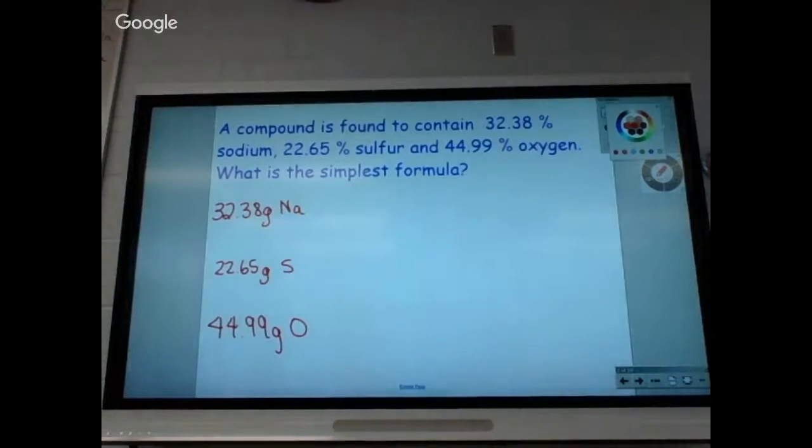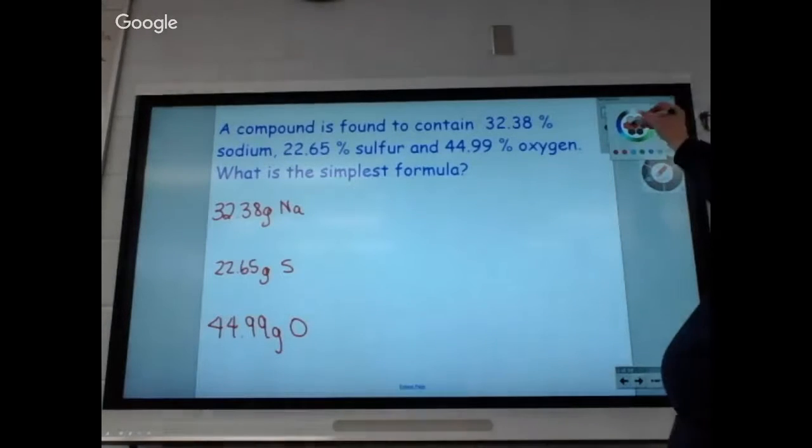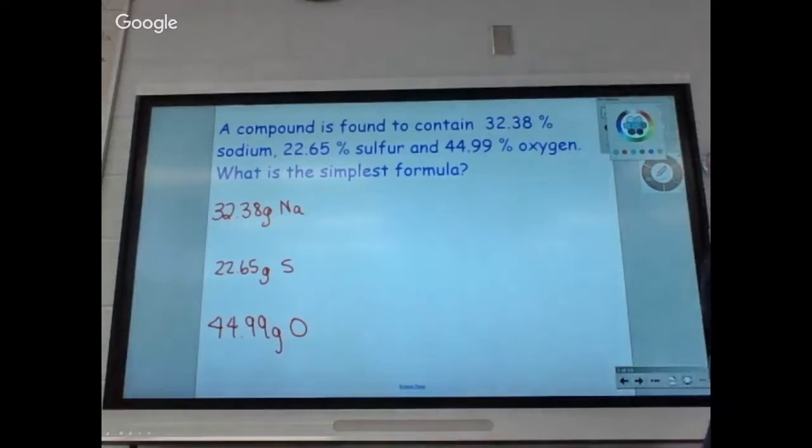What do you suppose all those percentages add up to be? So if we have 100%, we're just going to assume this is how much in our sample. 100 grams. Instead of 100%, we got 100 grams. It's a 100-gram sample, so we're just going to change the percent to grams. That easy. Okay? So what do I do next?